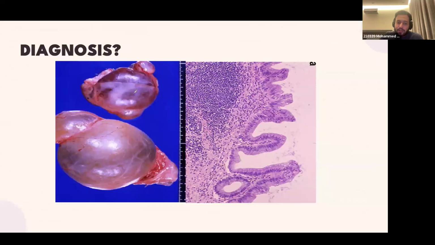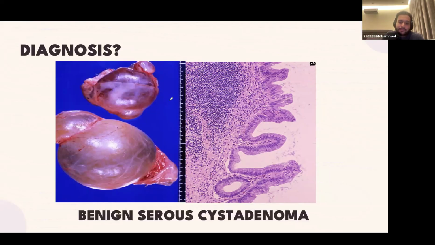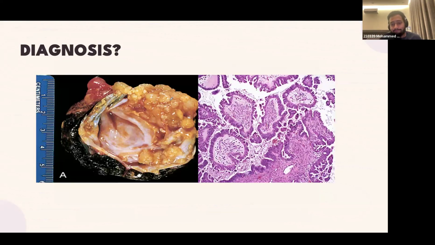So this is ovaries, ovarian cyst. If you remember from the pancreas and GI, or I think it was the pancreas, we talked about serous tumor and mucinous. We're going to talk about the exact same here, okay? So this is serous cystadenoma. Benign. How about this patient?